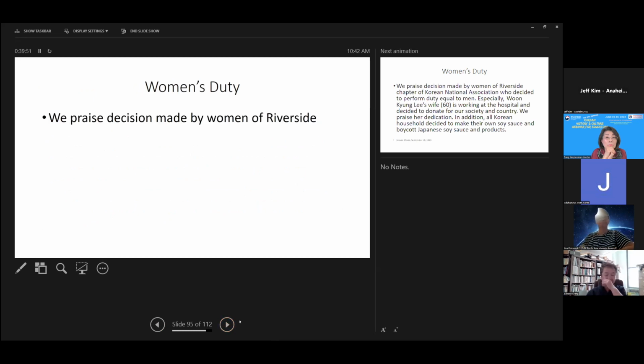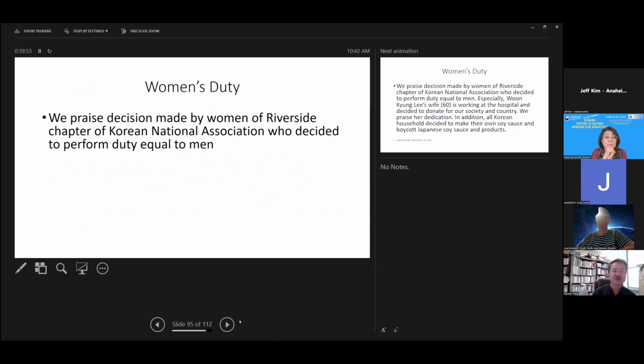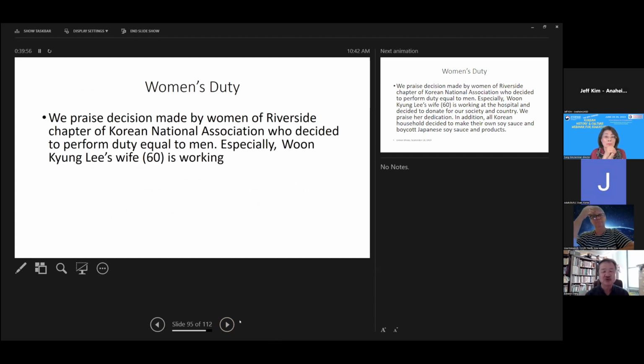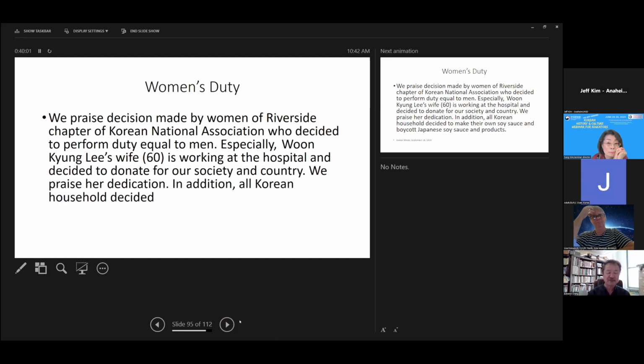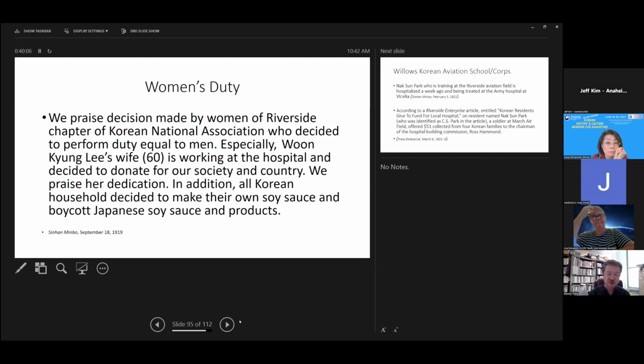We also praise the decision made by the women of the Riverside chapter of the KNA, who decided to perform duty equal to men. Woon Kyung-lee's wife, at the time 60 years old and working at the hospital, decided to donate for our society and country. We praise her dedication, and in addition, all Korean households decided to make their own soy sauce by boycotting Japanese soy sauce. It was their way of contributing to the independence movement, according to Shinhan Minbo, September 18, 1919.